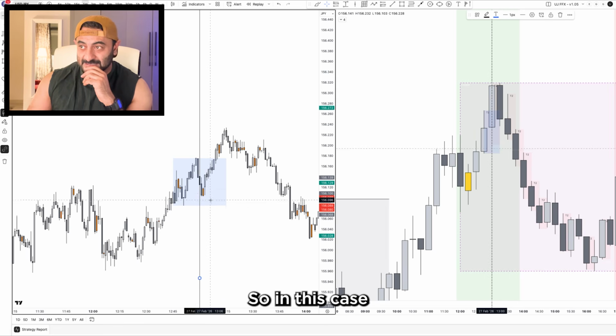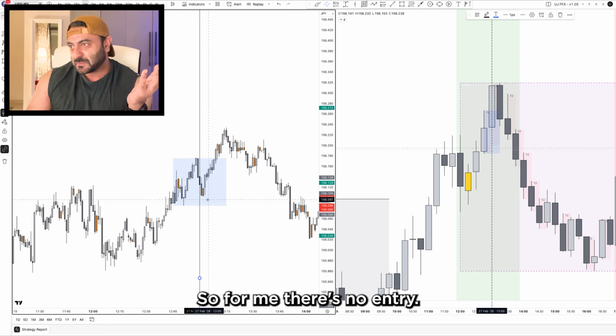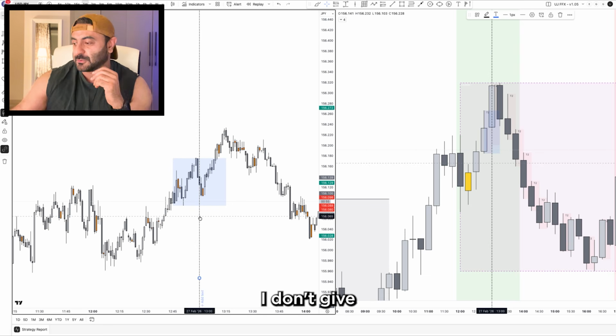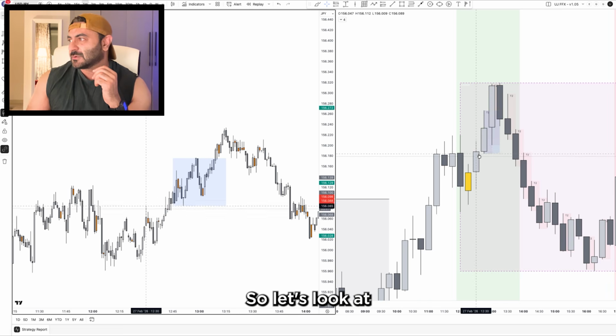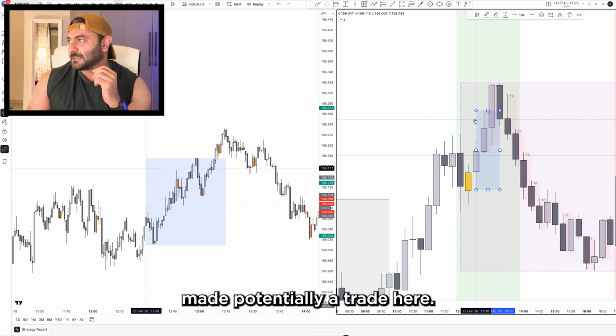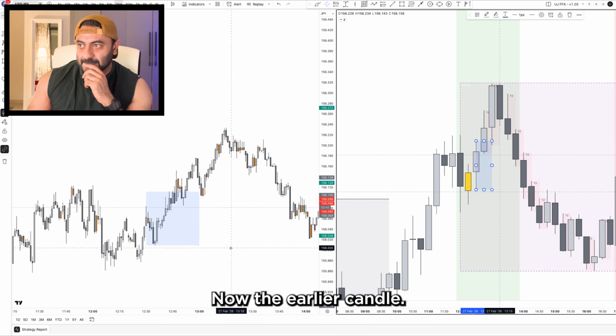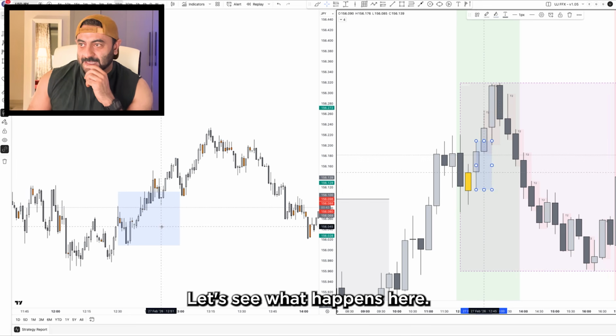So in this case, I don't see a liquidity point. So for me, there is no entry. I just do not enter. I'm not scared. I don't FOMO. I don't enter. So let's look at potentially a trade here. The earlier candle. Let's see what happens here.